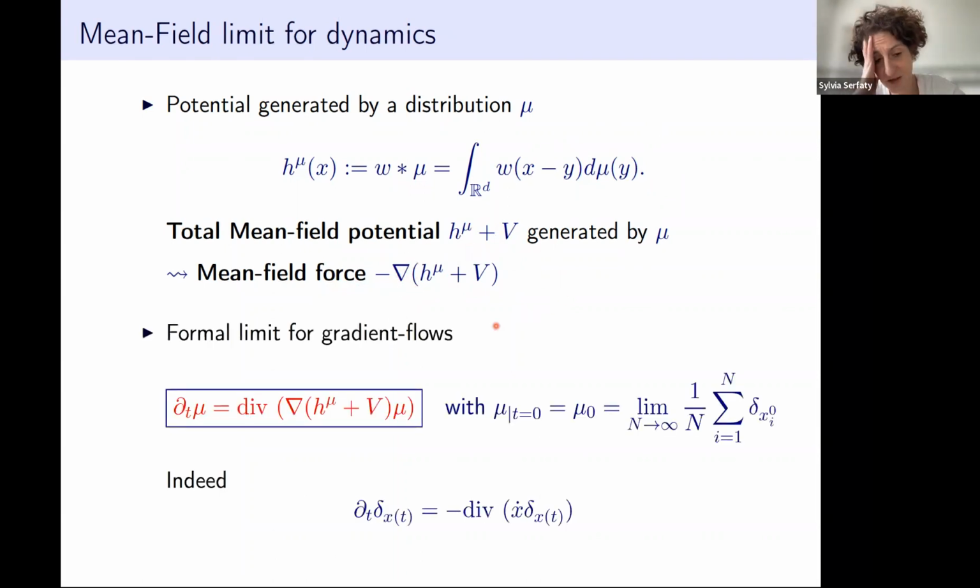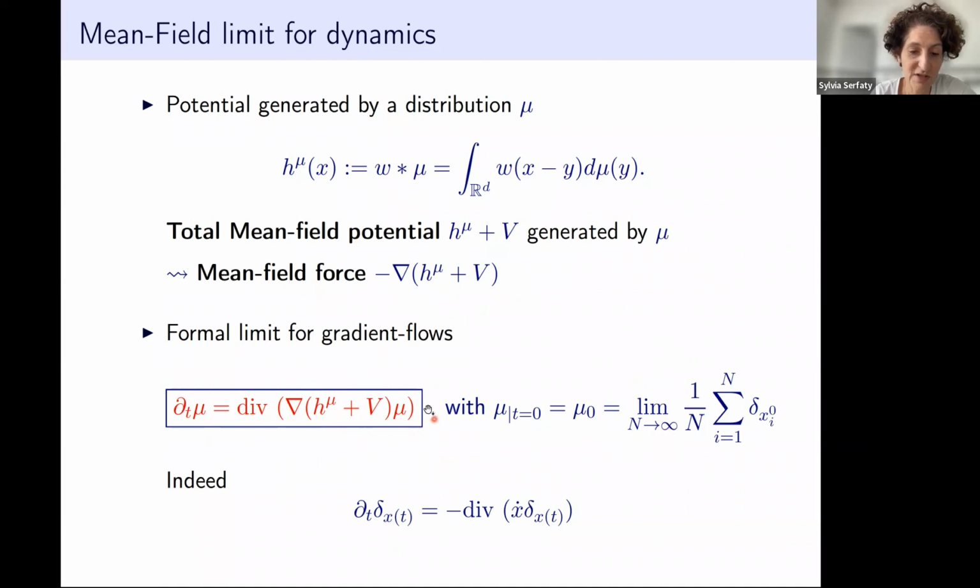And so what you expect for the gradient flow limits, at least formally, now it's less of a surprise maybe, is this PDE. You expect the density of points to solve this PDE in the box, dt mu equals divergence of this mean field force multiplied by mu. Of course, this is to be solved with some initial data corresponding to the limit of the empirical measure.